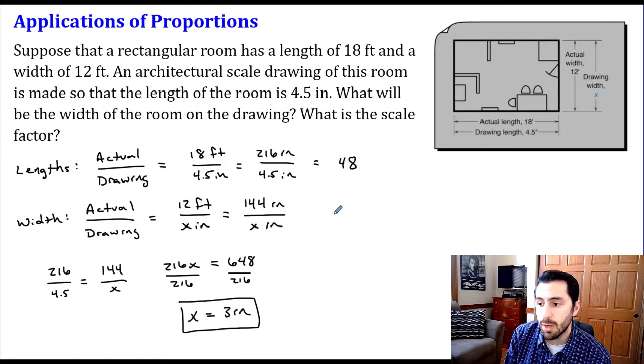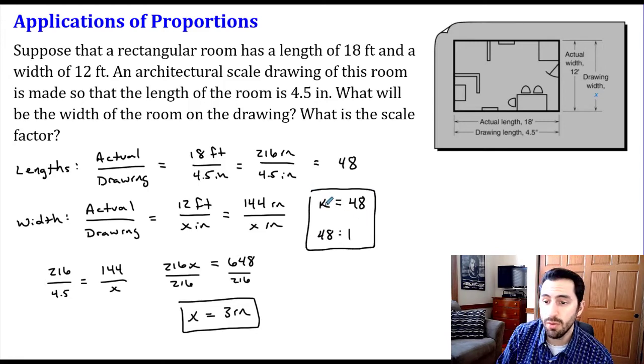So a couple ways we can write this. A lot of times we use the variable k to represent scale factor. So I could say k, my scale factor, is 48, meaning the actual room is 48 times larger than the drawing. Or I could say that I have a ratio of 48 to 1. So either way here, both of these will work for our scale factor.